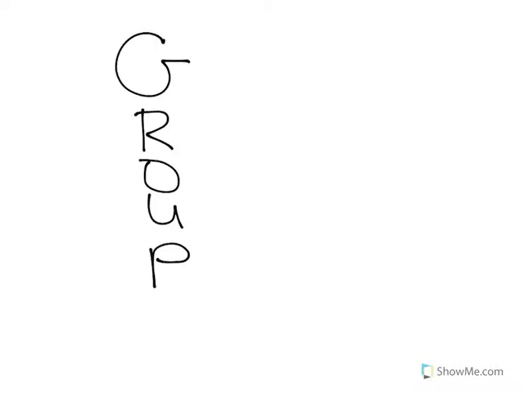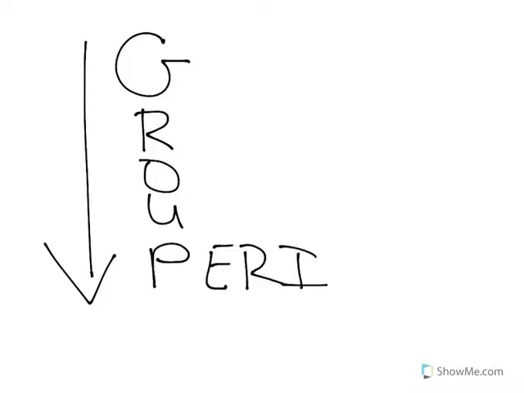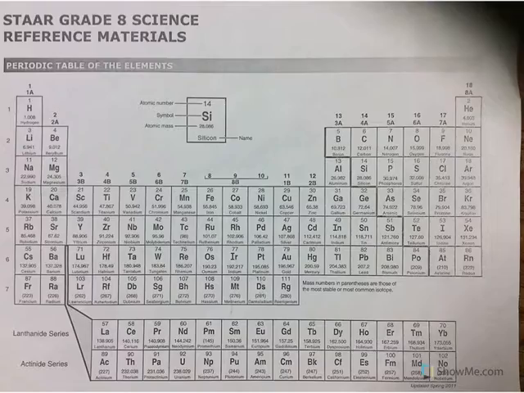Alrighty, let's explain how to read the periodic table. Before I start, you may notice on the wall in the classroom that you see the word group written vertically, and you see the word period written horizontally. That's our little memory device to help us remember which direction the groups go and which direction the periods go on the periodic table. So please keep that in mind.